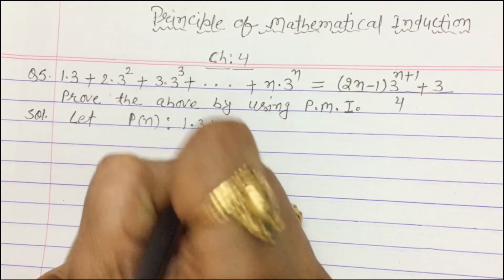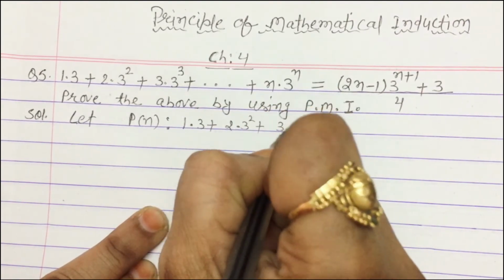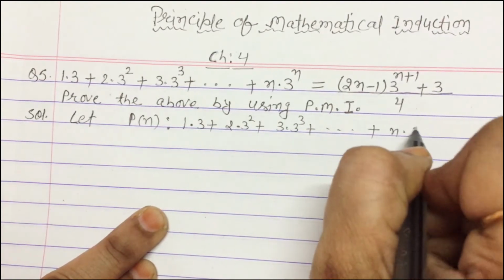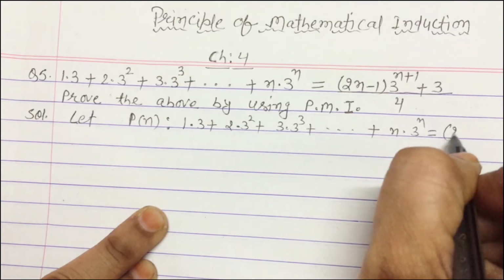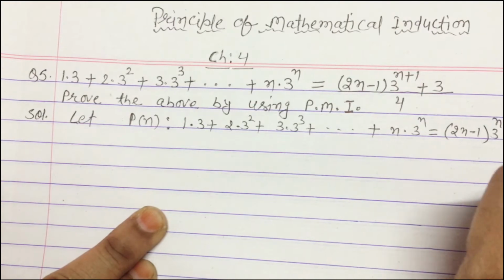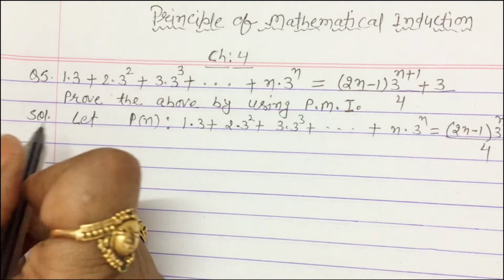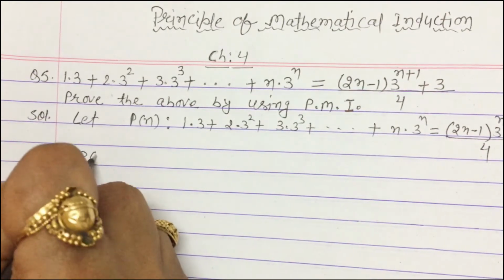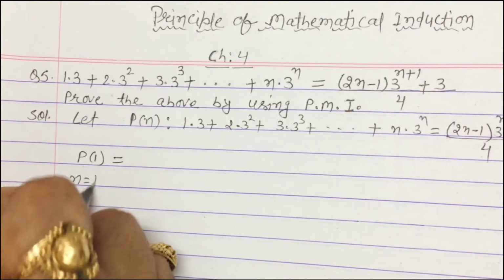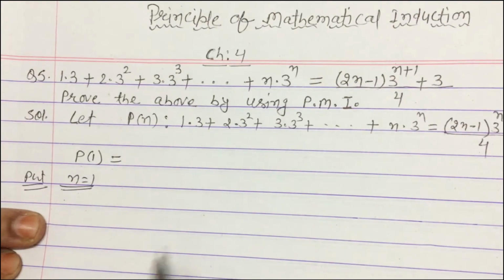It's 1 into 3 plus 2 into 3 square plus 3 into 3 cube, and so on up to n into 3 raised n is equal to (2n minus 1) 3 raised n plus 1 plus 3, all by 4. And now step 1, find P1. Here you see that P1 means when n is equal to 1. Okay, put n is equal to 1 here.